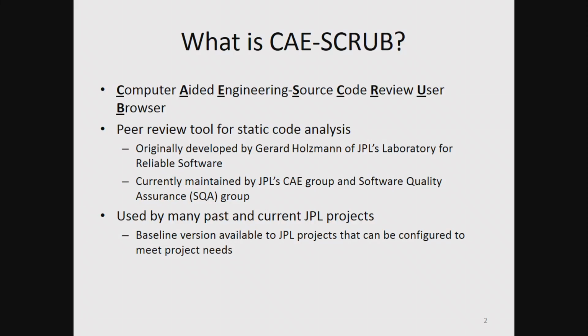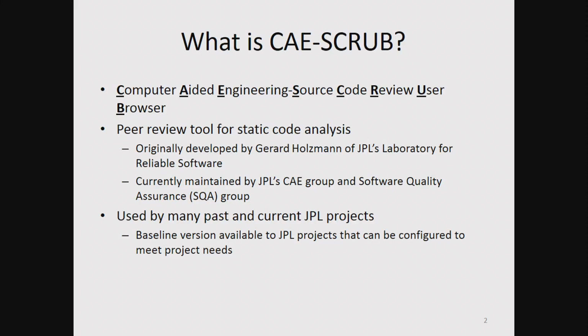So at a high level, Scrub is a tool for integrating your peer reviews or integrating static analysis results into your peer reviews. So essentially you are taking all of the warnings that are generated by different static analysis tools and using that to initialize a peer review and basically integrate those into the peer review process.